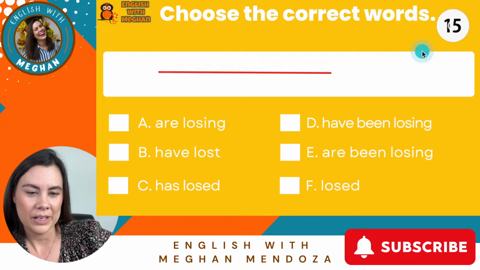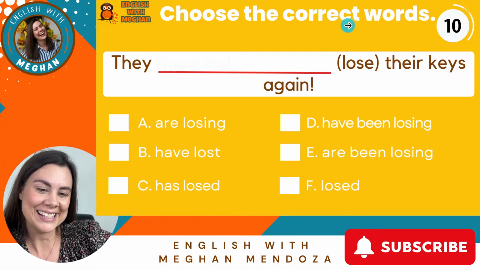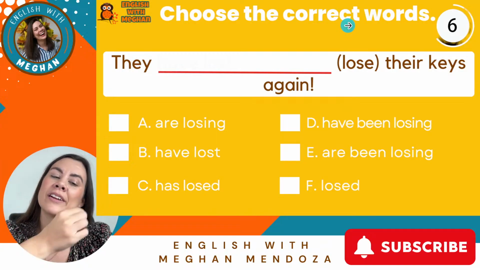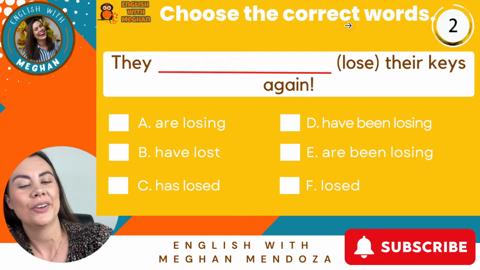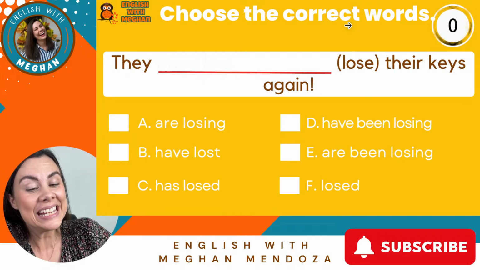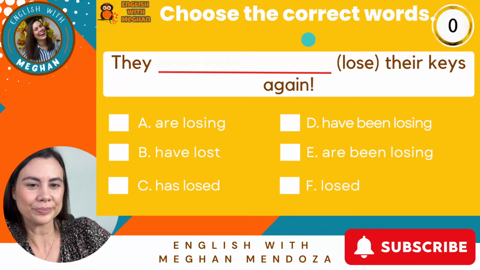All right, let me see. Got another one here. They lose their keys again. They blah blah blah their keys again. Okay, so A, B, C, D, E, or F. Okay, which one? Which one?